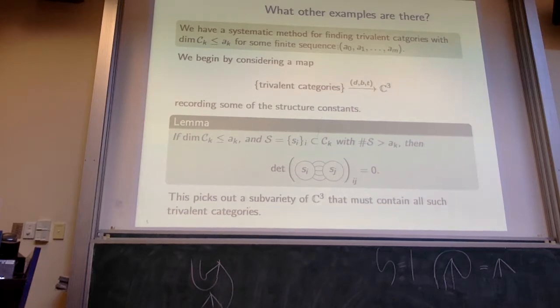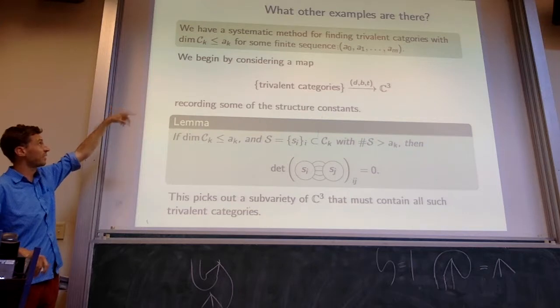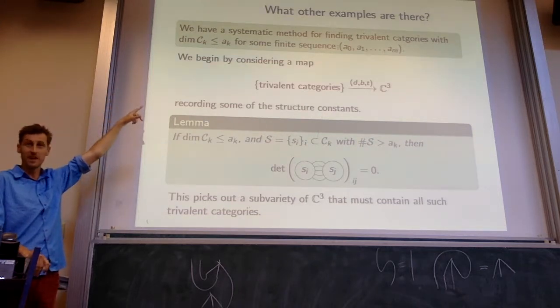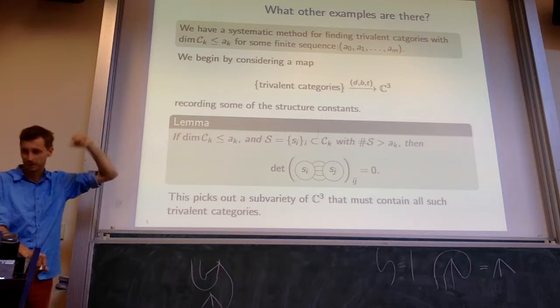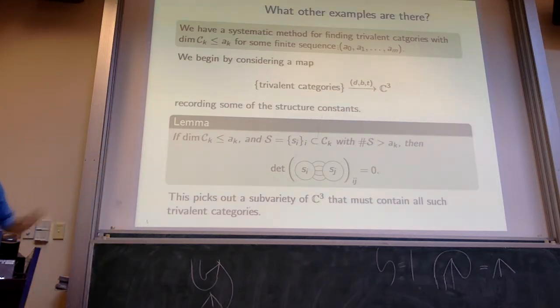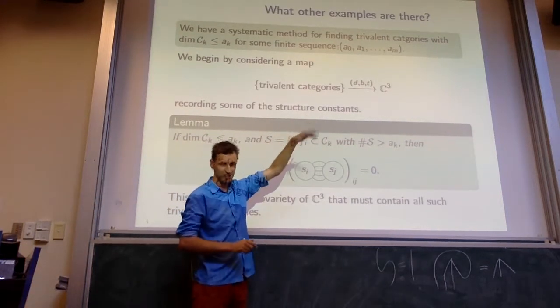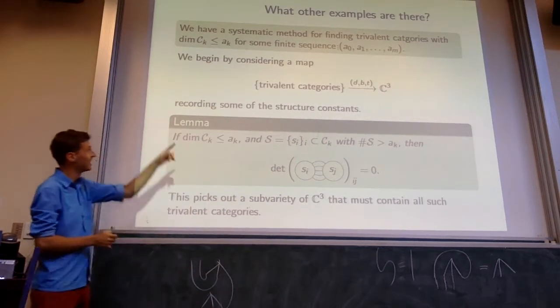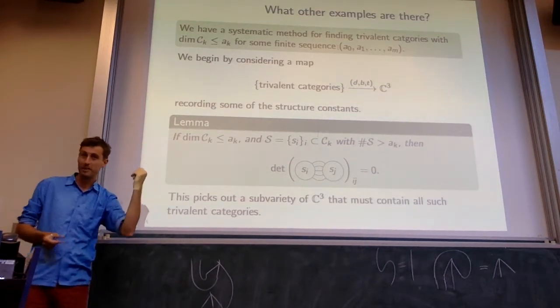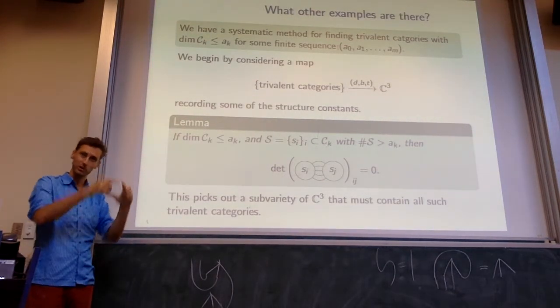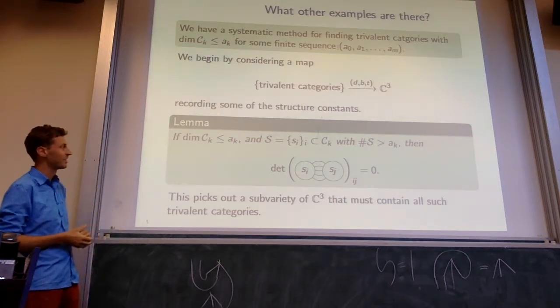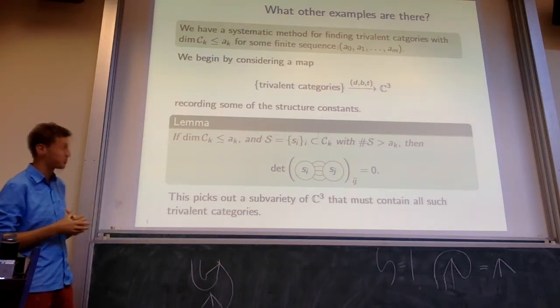What other examples do we have out there? Well, there's a machine for answering this question. If you give me a finite sequence of integers and we decide to ask what trivalent categories are there with the k-box space having dimension bounded by a_k, we can go and work out what's out there. So the general idea is that we consider this map from the collection of all trivalent categories to, say, C^3, and you can work out what the fields are like. But the map is just looking at some of the basic structure coefficients of the category, the value of the loop, or the relations that turned up in those, the coefficients that turned up in those relations.